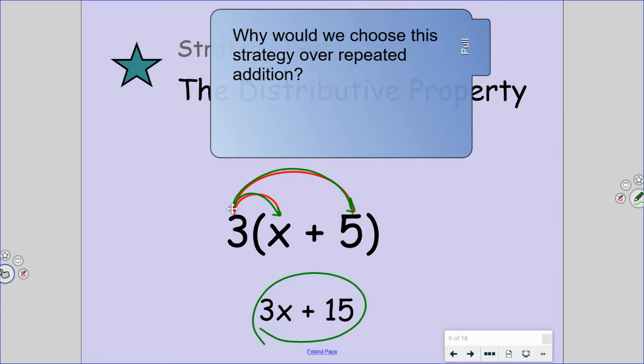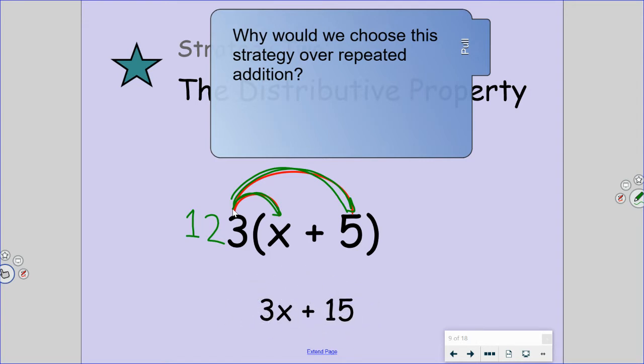What if instead of saying 3 groups it said 23 groups or 123 groups? Would you really want to sit there and write x plus 5 over and over and over again? Probably not. But you could simply multiply 123 times x, 123 x's, 123 times 5, 615, and be done like that.